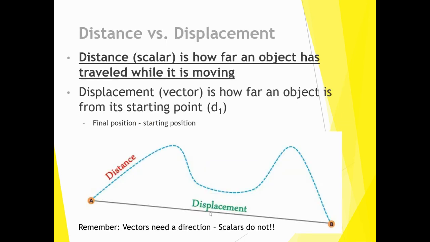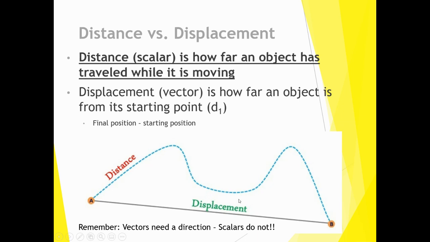So now distance and displacement are fairly similar to each other. Distance is a scalar, and it's how far an object has traveled while it's moving. And displacement is a vector that shows how far an object is from where it started. So we're concerned with our final position minus our starting position.